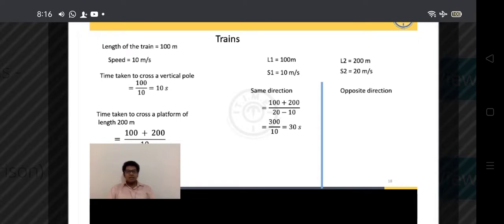Opposite direction: 100 plus 200 divided by 20 plus 10, which is 30, so 300 by 30, which will give you 10 seconds. So both of the trains will cross completely in 30 seconds if they travel in the same direction, and in 10 seconds in the opposite direction. I'll just give you some 30 seconds to read the slide and understand this.